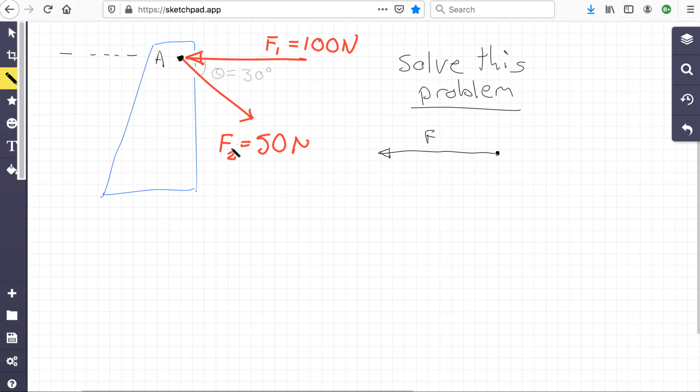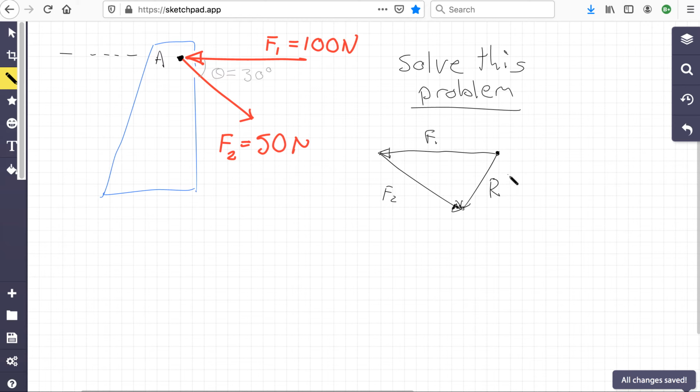Next, this is F1. Then we're going to put F2, and we're going to move it off of point A, placing the tail of F2 at the head of F1 and connecting them. This is still F2. We can do that because we shouldn't think of this as physical space; this is a force space. What we want to do is add the two vectors to get this resultant vector, which we're going to call R.